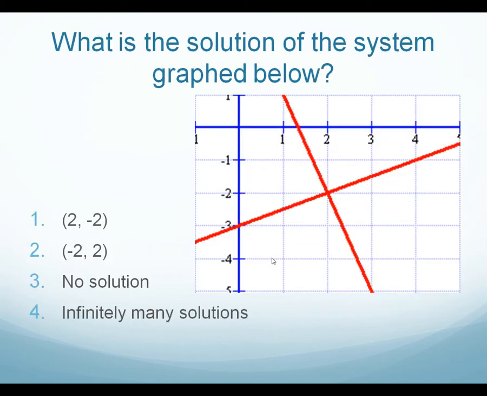All right, so let's say I gave you this question. You've got these two lines, this system of linear equations, you graphed it, where do they cross? What's the solution? You would look at this. You decide: 1, 2, 3, or 4. What would you get? All right, you should have got the point (2, -2). They cross at (2, -2).